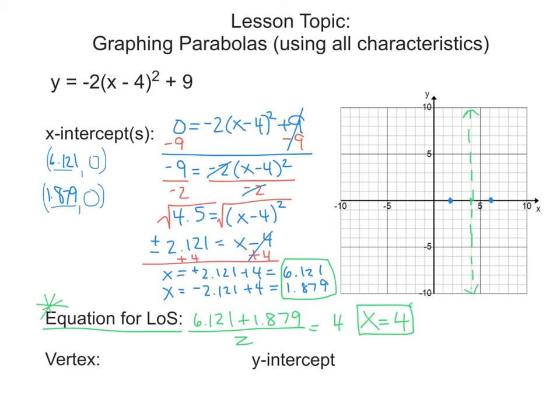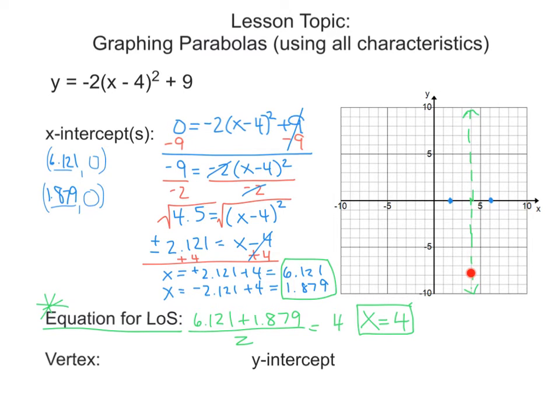Understanding how we find that line of symmetry is simply by averaging our x-intercepts to find the middle. Now somewhere on that line exists our vertex, okay? And our vertex, if you remember from the previous lessons, always has the same x value as the what? As the line of symmetry.